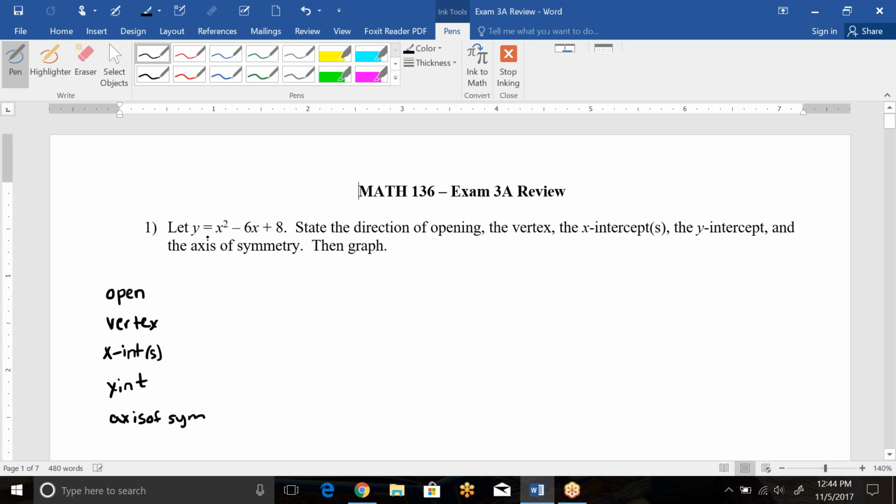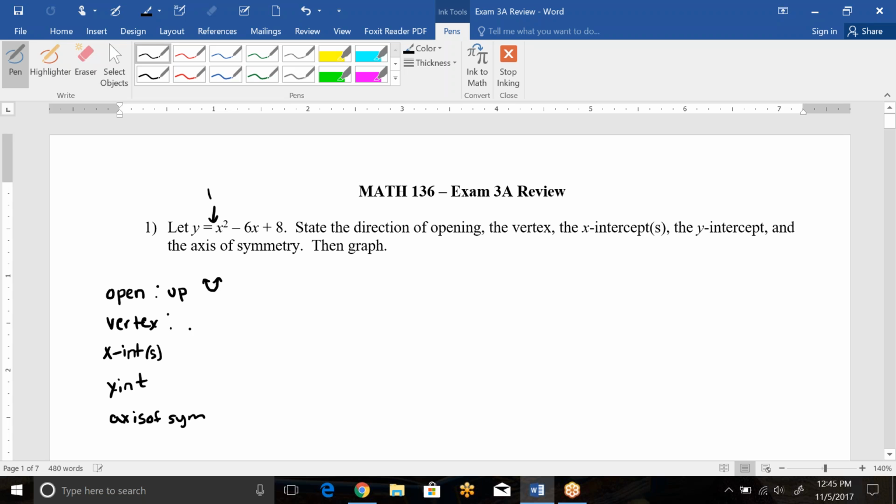To tell if something opens up or down, if it's a quadratic, we look at the coefficient that is in front of x squared, which is 1. If that is positive, we open up. If it is negative, we open down. So in this case, we're going to open up, which means the parabola should look like this at the end, with the two parts going to positive infinity.